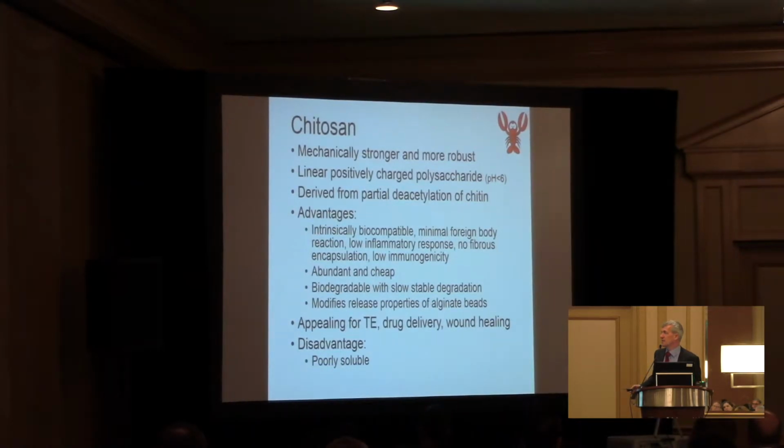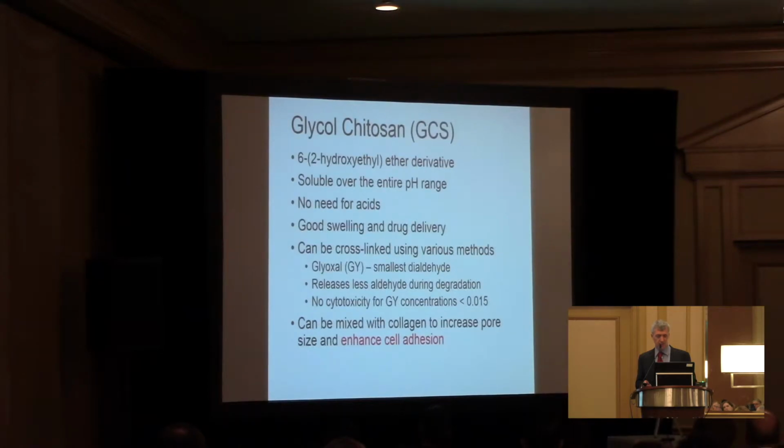One disadvantage of chitosan is it's very messy to work with because it's not soluble in water in its original form. So a modified form of chitosan is called glycol chitosan. And glycol chitosan makes it soluble over the entire pH range.